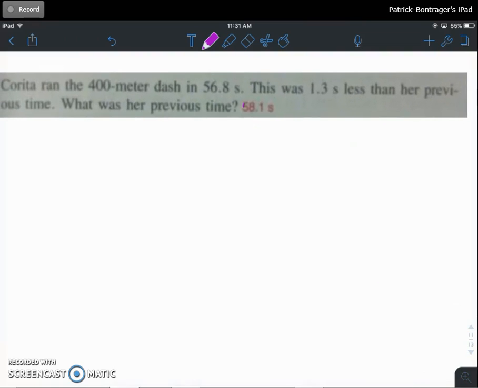Karita ran the 400-meter dash in 56.8 seconds. This was 1.3 seconds less than her previous time. What was her previous time? Okay, so we're looking for her previous time. That'll be x.